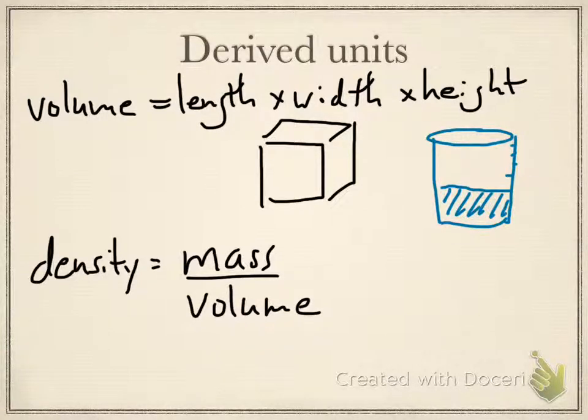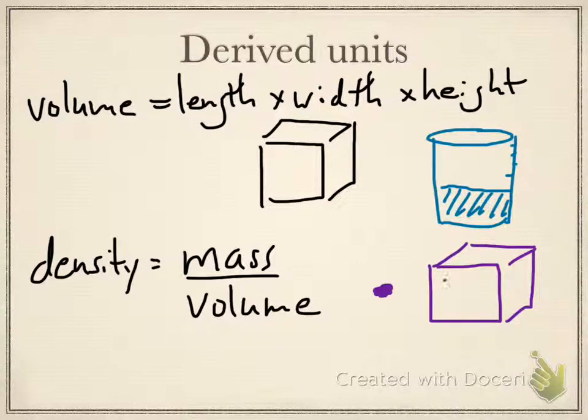It's a measurement of how much stuff you have. You could have a rock that has the same density as a styrofoam block, because it's a ratio. If the rock is really massive and the styrofoam is really light, they could have the same density because it's the ratio of the mass to the volume.